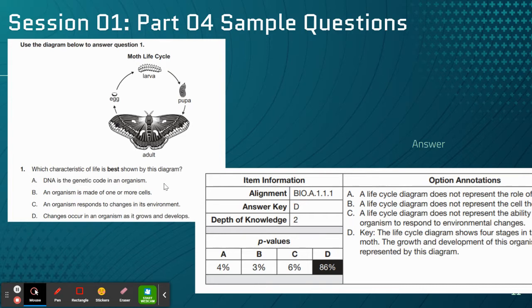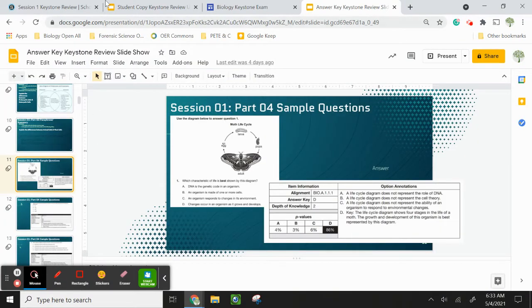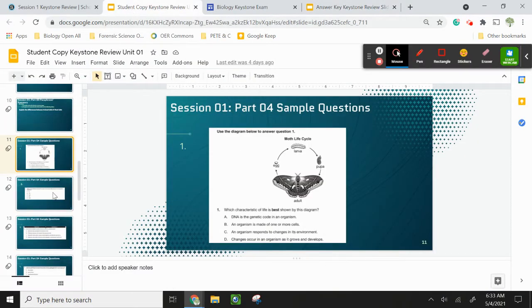An organism responds to change in its environment. Yes, that is a characteristic of life. Changes occur in organisms as they grow and develop. That is the correct answer because that is being shown in the diagram. This was a good question. 86% of students who took this question got it correct. Let's look at the next one.